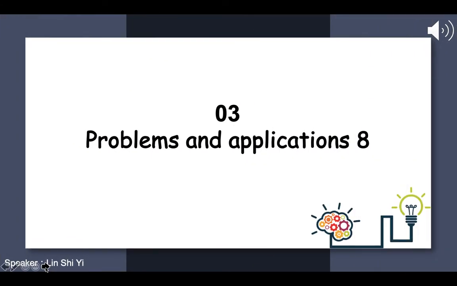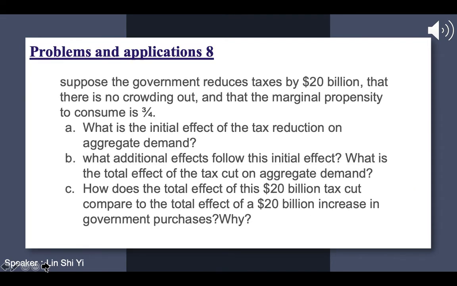Now I'm going to talk about problems and applications 8. First, the government reduces taxes by $20 billion. Assume that there's no crowding out, and that the marginal propensity to consume is 3/4. And then we have 3 questions to discuss.